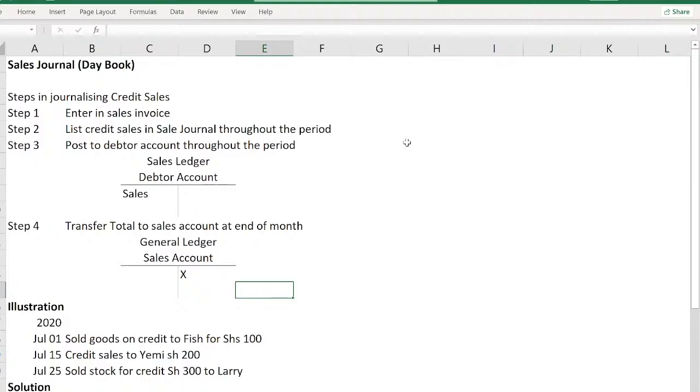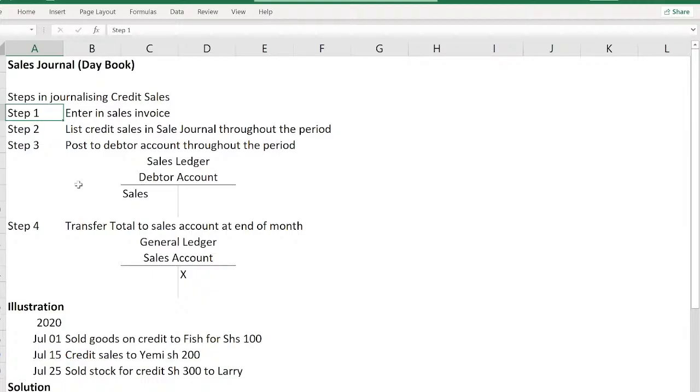So I'd like us now to talk about the journals, the books of original entries. We shall discuss how they are done and some examples. We can start with the sales journal, what we call the day book. First, we are going to look at the steps in journalizing credit sales. Step 1, we enter the sales invoice. That is the first step.